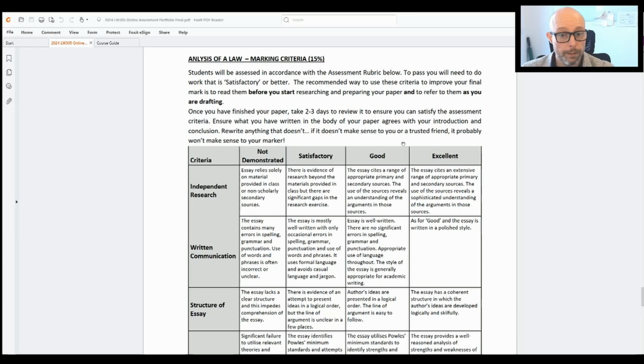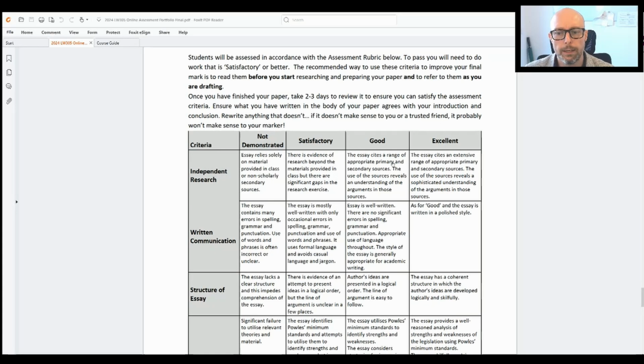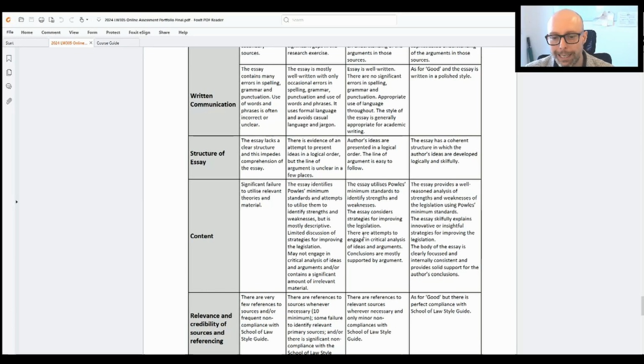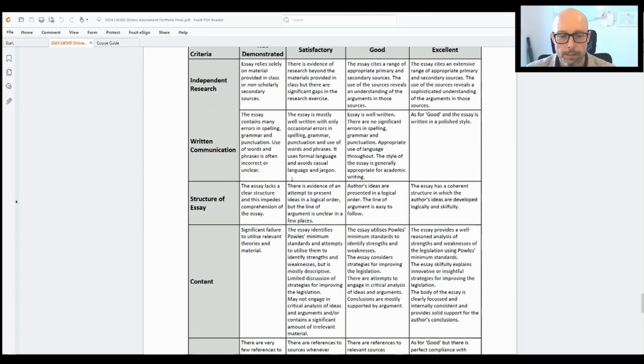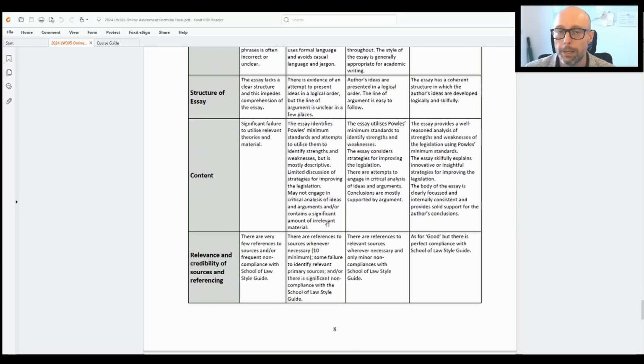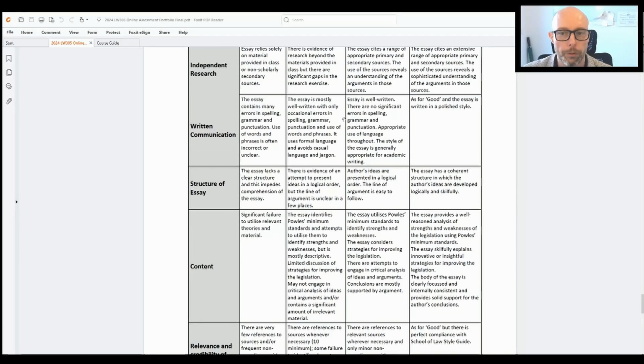For your analysis of a law paper, this is your marking criteria. I won't go through it in detail, but I do want to emphasize that you should read through this and understand what gets you into the higher grades. Attempts to critically analyze ideas and arguments, or may not engage in critical analysis, is a failure. Use the content from the course, the theories, the approaches that we discuss. Have credible sources. Yes, 10 minimum gets you satisfactory. You're writing 2,000 words on the way a law should change. You better believe that there's material and information out there for you to reference. Then the structure, the communication, and so on.